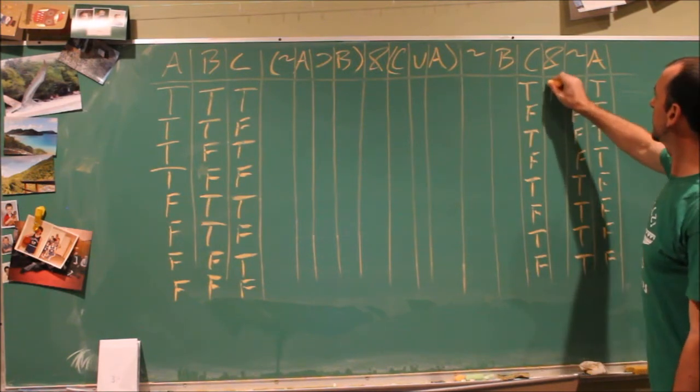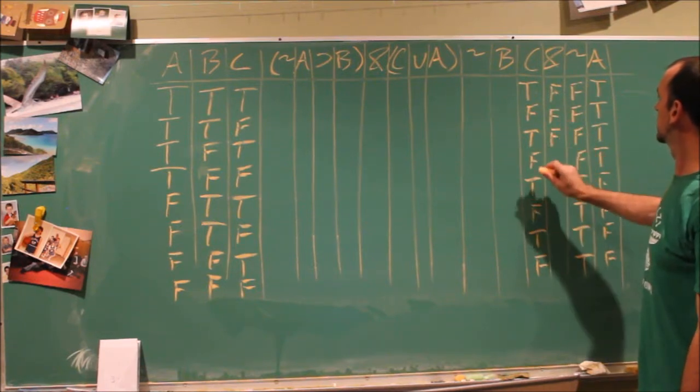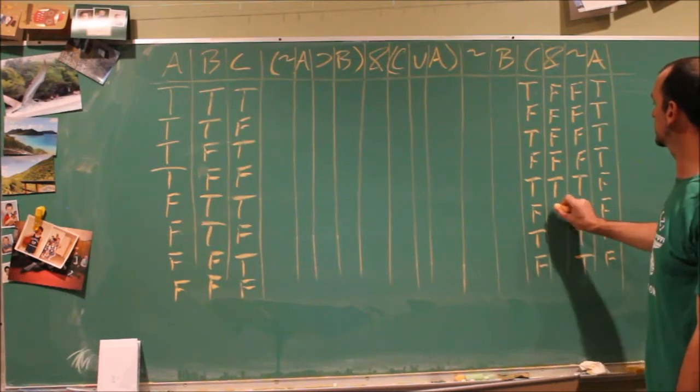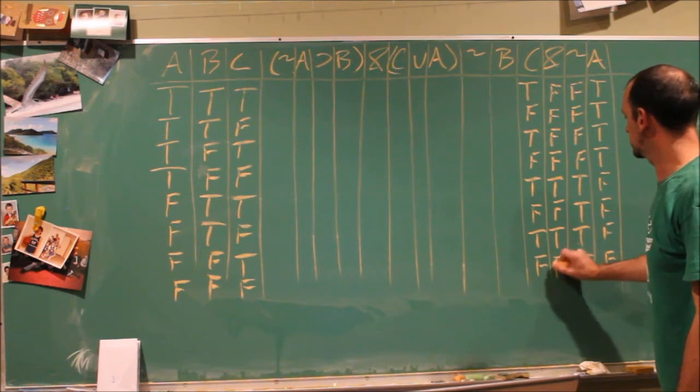True and false is false. False and false is false. True and false is false. False and false is false. True and true is true. False and true is false. True and true is true. False and true is false.